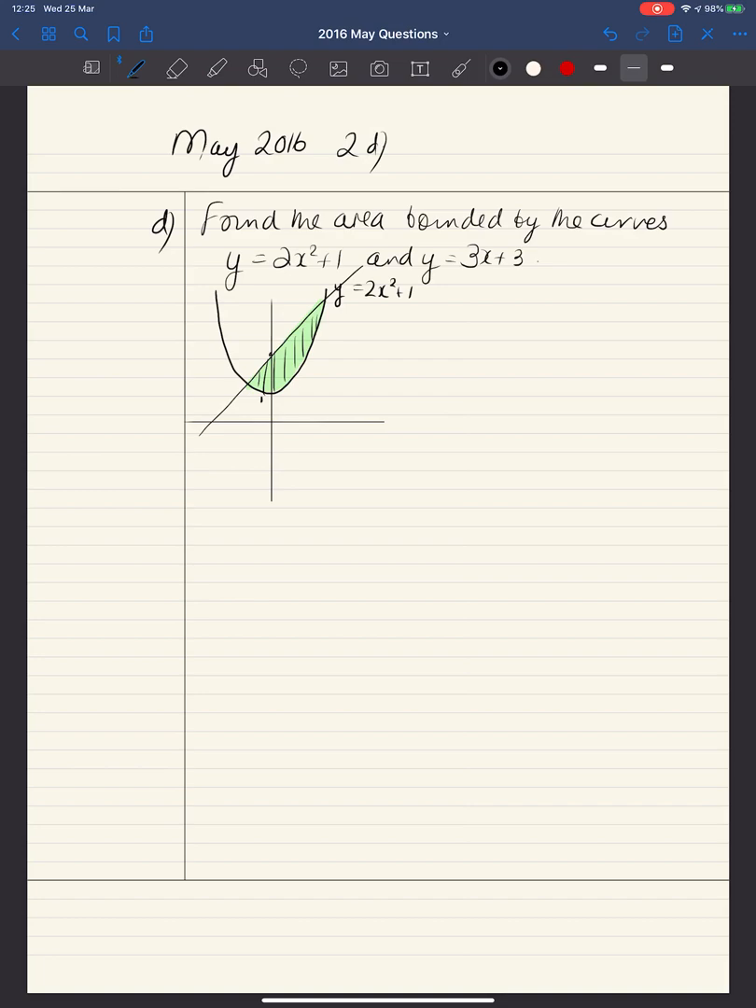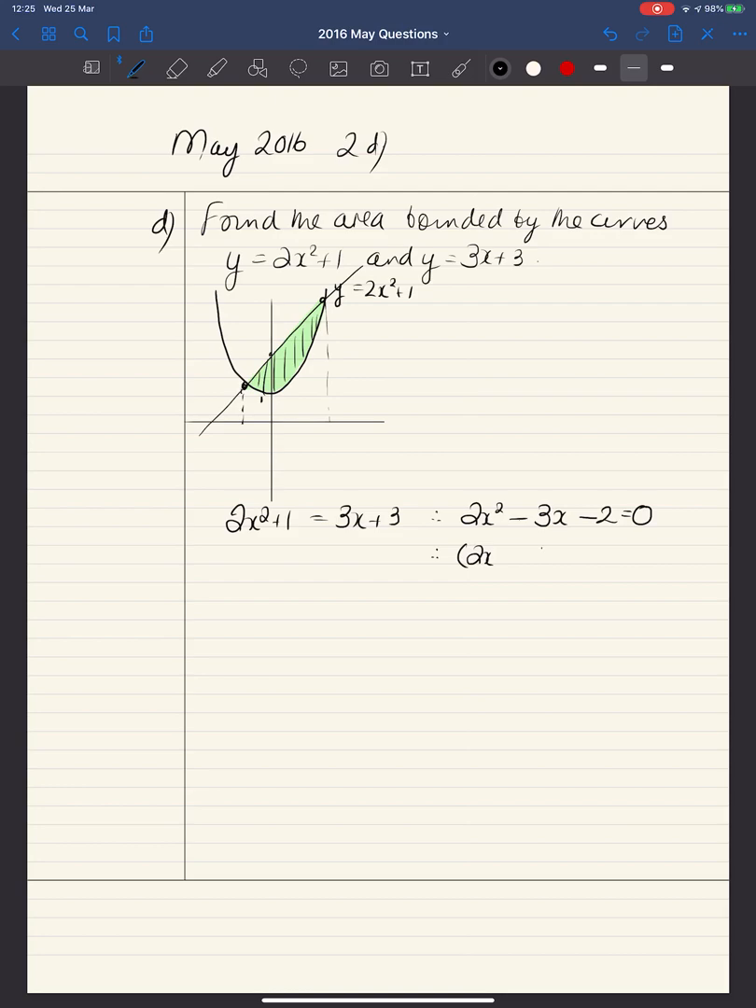Okay, so first of all we need to find out where the curve and the line intersect. So we need these x values here. So we can say 2x squared plus 1 equals 3x plus 3. So therefore 2x squared minus 3x minus 2 is 0. So what I've done there, I've taken 3x from each side and then taken 3 off the 1, minus 2.